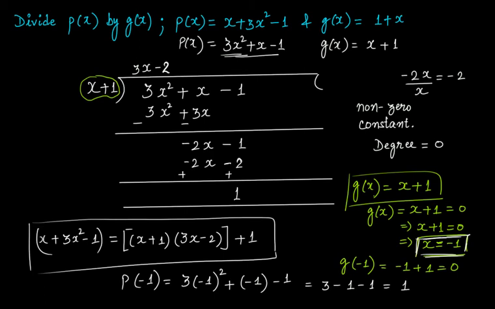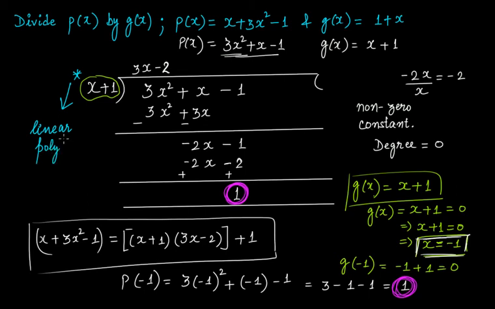The point is, if you calculate the 0 of the divisor polynomial, like in this case it's minus 1, and you take that 0 and put it in p(x), that is the dividend, then the value that you will get will be equal to the remainder. But the condition is your divisor should always be a linear polynomial.